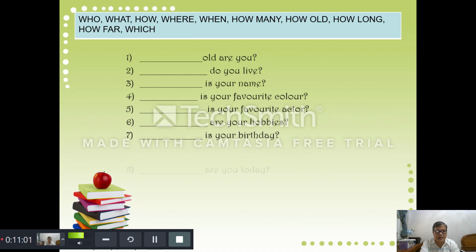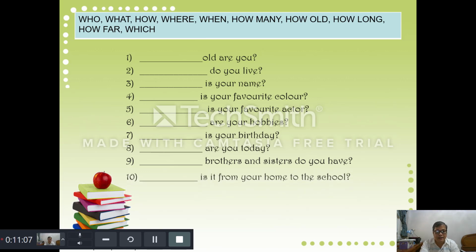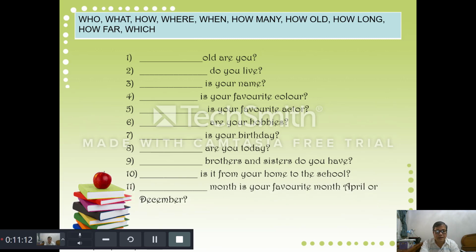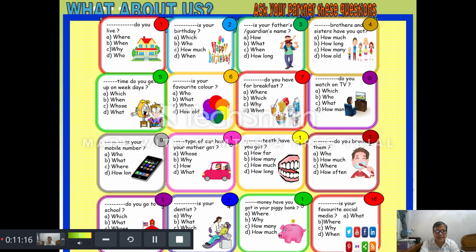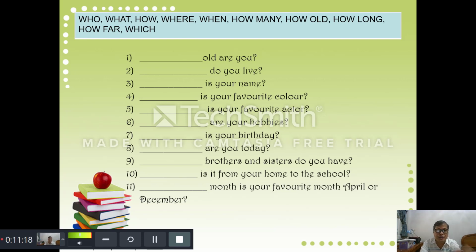Is your birthday? Are you today? Brothers and sisters do you have? Is it from your home to the school? Month is your favorite month, April or December? And that's it. Okay, take a picture of this one, and that will be an assignment.